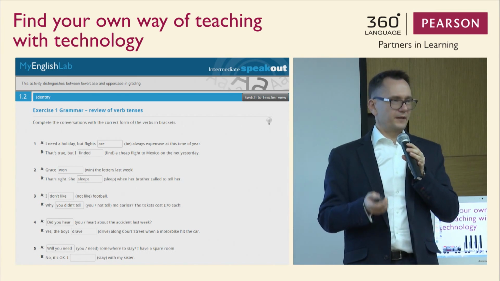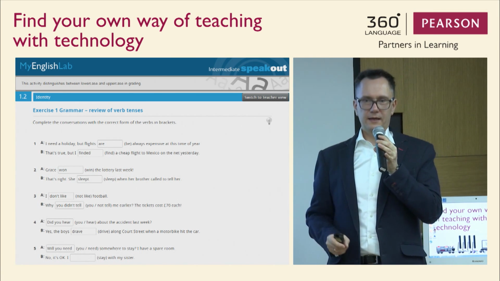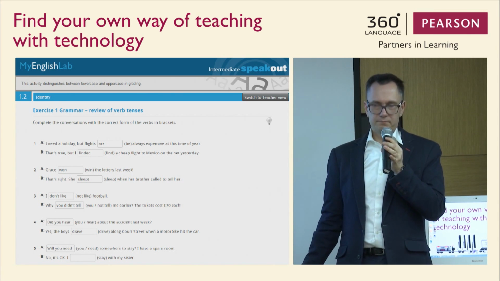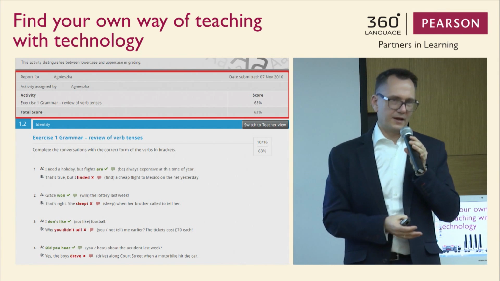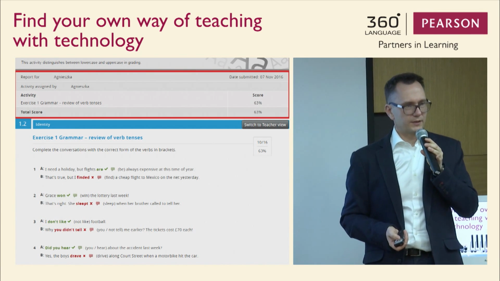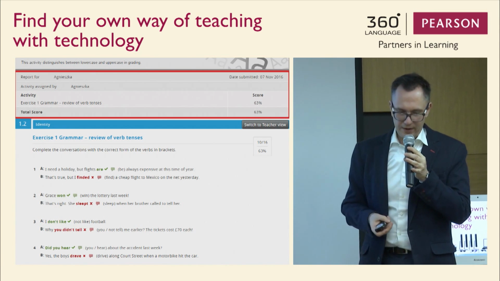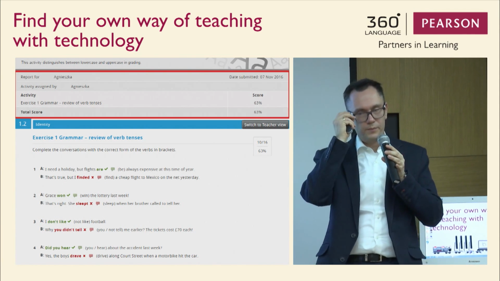So when they fill the gaps in, all they have to do is hit a submit button, and within a couple of seconds the system will automatically correct the homework, right? It will automatically tell them which responses are correct, and they will be in green, and which are incorrect, and they will be in red. Of course, there will also be the score.